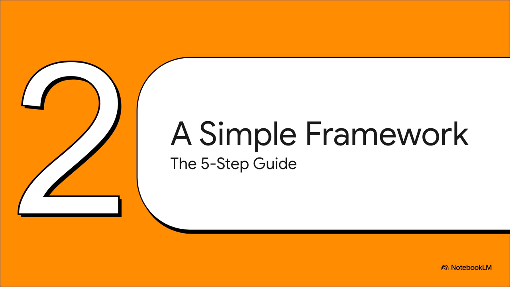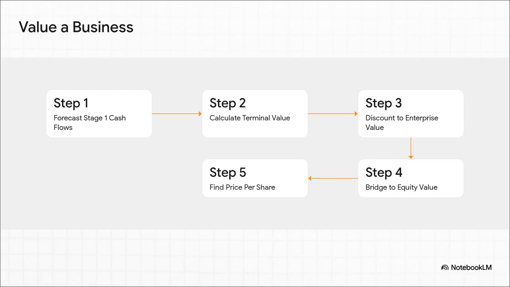I'm talking a powerful 5-step framework that's going to be your secret weapon for delivering the perfect answer every single time. And here it is, the 5 pillars of a DCF. It's pretty logical, right? First, we project out a company's cash flows for a few years. Then, we figure out what it's worth for all the years after that. Third, we have to pull all that future money back to what it's worth today. Fourth, we adjust that total company value to get what the shareholders own. And finally, we get to a price per share. Let's walk through each one.